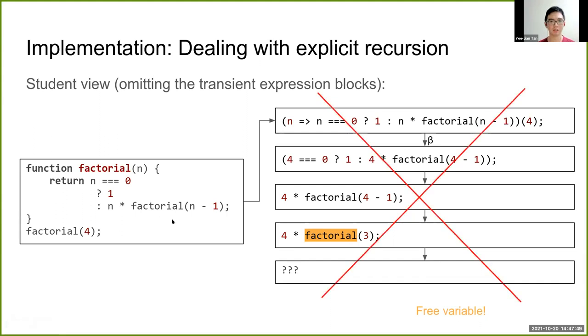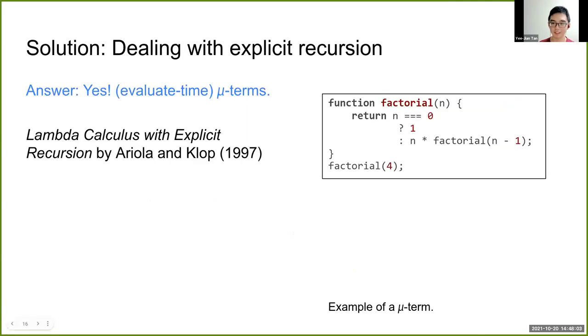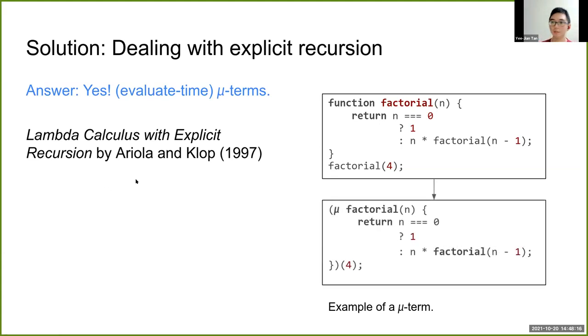In our implementation of the stepper, we ask the question, is there a way to resolve this problem of explicit recursion without using a naming context, staying true to the spirit of substitution model? And the answer is yes. The solution to this problem is the mu term, analyzed by Ariola and Klop in their 1997 paper. And we just take the same technique for our stepper. In short, mu terms are just lambda terms, but with a more interesting reduction rule. Let us see more in the next slide.